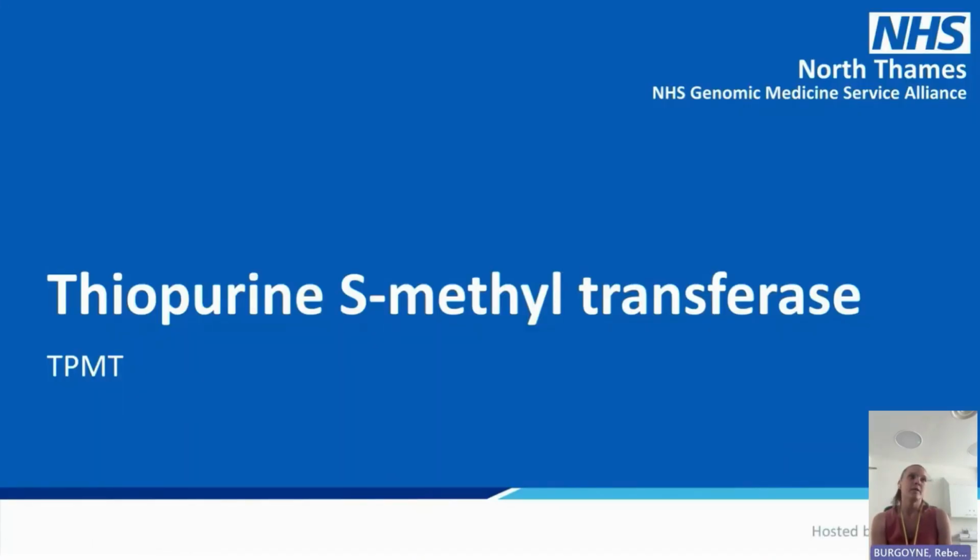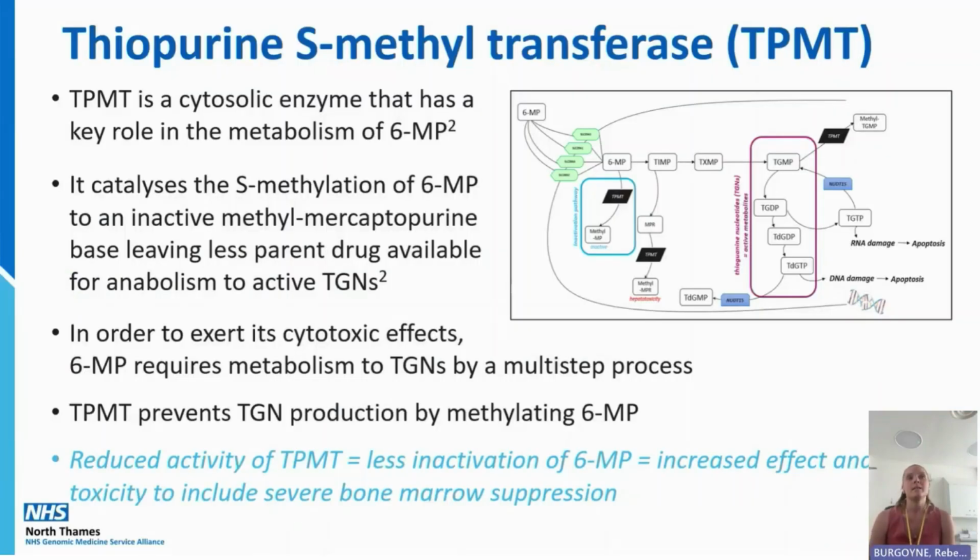So firstly, having a closer look at TPMT. This is a cytosolic enzyme that has a key role in the metabolism, as we just saw. So it catalyzes the methylation of 6-MP to that inactive methylmercaptopurine base, and therefore less of that parent drug is available to go through this activation pathway here at the top and form those active TGNs. In order to exert its cytotoxic effect, 6-MP really needs the metabolism to those TGNs by the process shown on the screen. So essentially, TPMT will prevent the production of these TGNs by methylating the 6-MP.